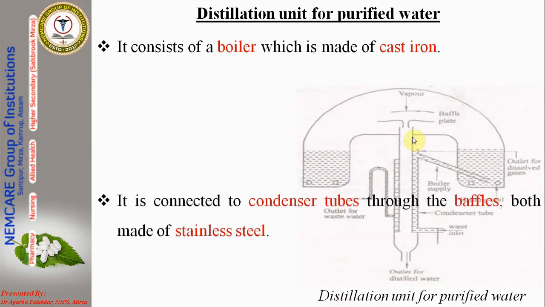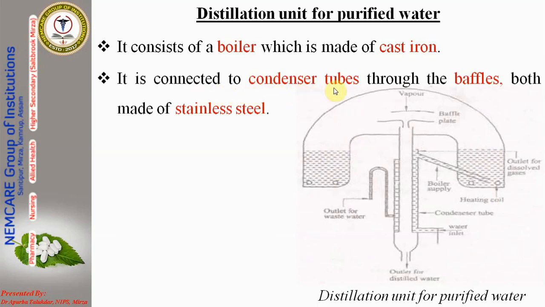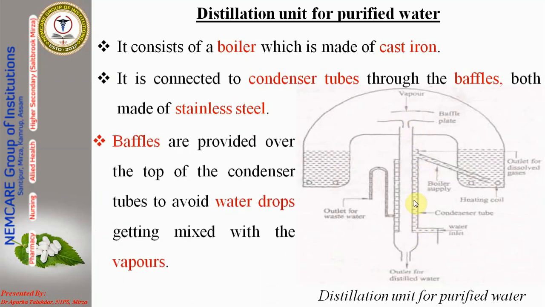It is connected to the condenser tube through the baffle, which is made up of stainless steel. So this boiler is connected through a condenser tube and through a baffle. Both the baffle and the condenser are made up of stainless steel. Baffles are provided over the top of the condenser tube to avoid water drops getting mixed with the vapor.